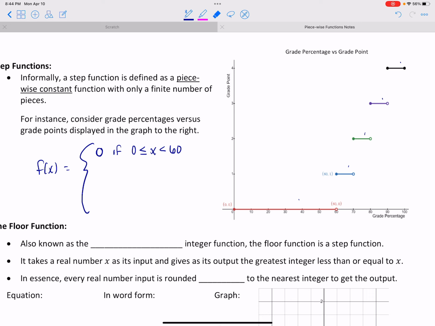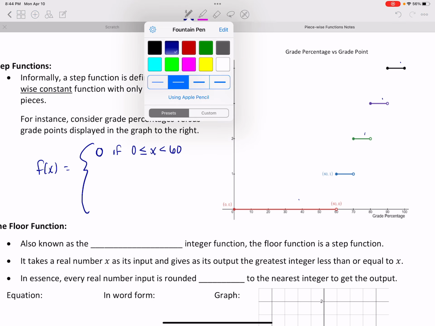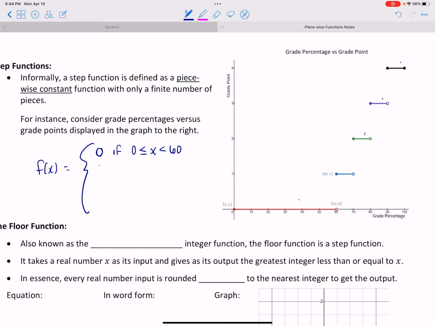Now, if we're in the 60 to 70 range, maybe I should have made these colors correspond. It's okay. We're going to get 1 point. We're going to have a constant 1 point here, and that's if we have grades between 60 and 70. So we have D's. So x is greater than or equal to 60, 60 is less than or equal to x, and then less than 70.